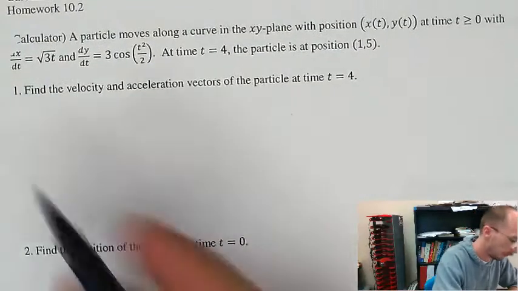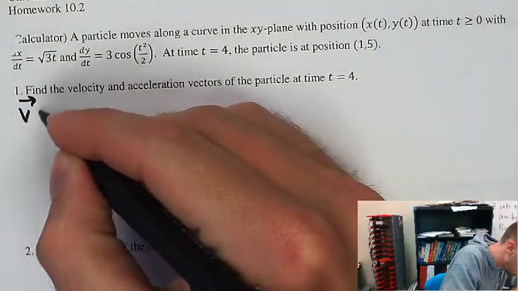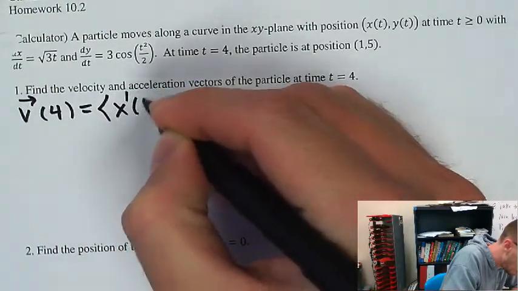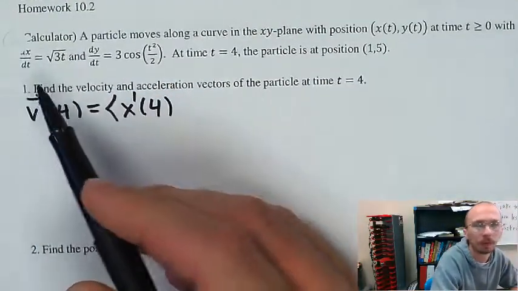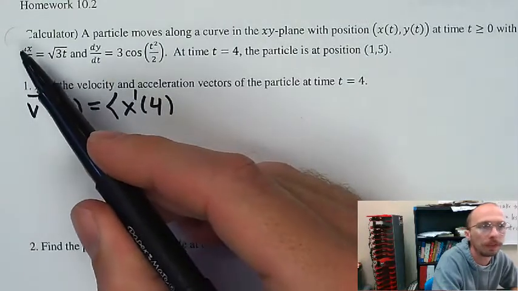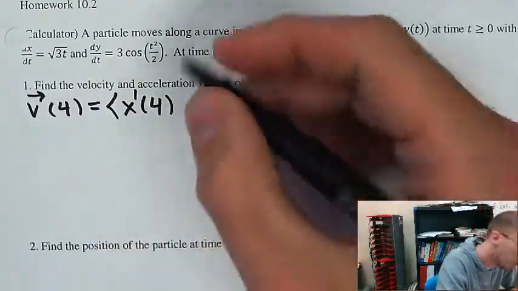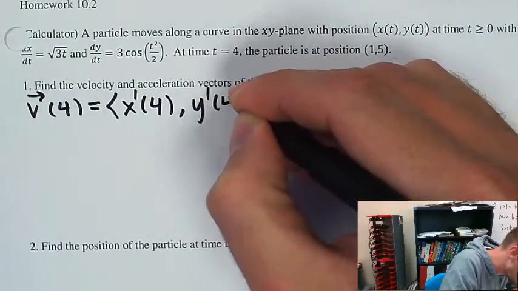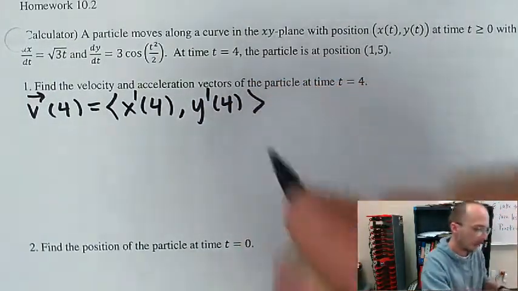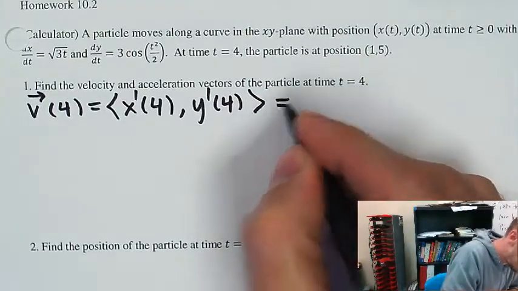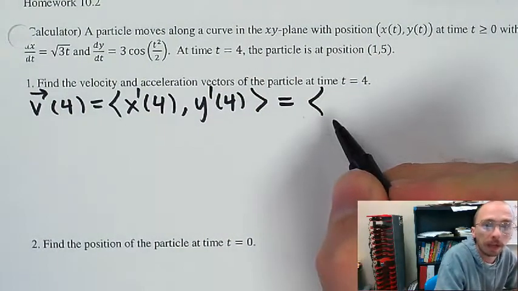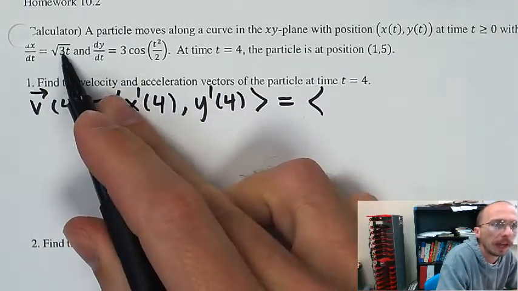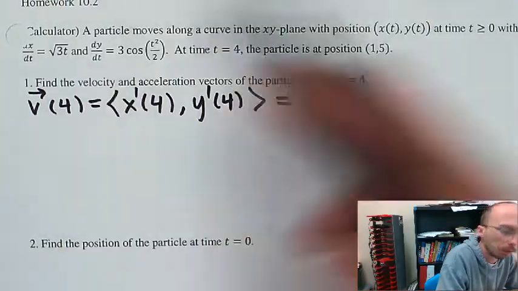So the velocity at time 4 is going to be just x prime of 4, and y prime of 4. Everyone will accept if you call dx/dt with 4 plugged in x prime of 4, we know what that means. x prime of 4 is easy enough. I don't need to use the calculator for that, I don't need to waste my time punching buttons. I can just plug in 4 into that, and that would be the square root of 12.